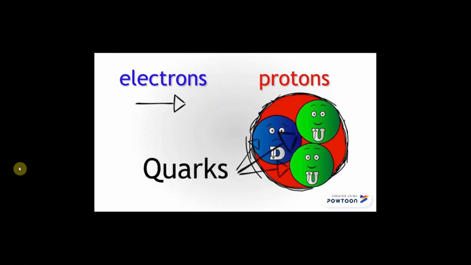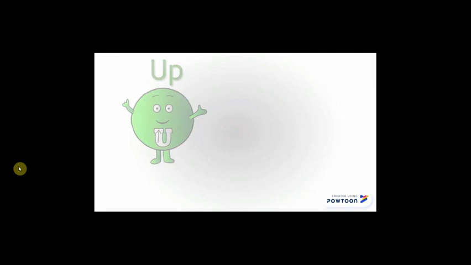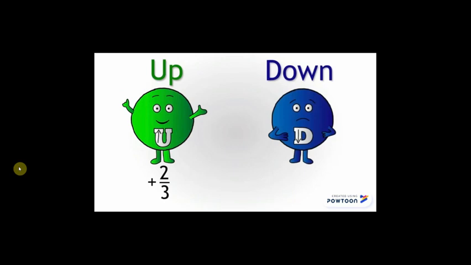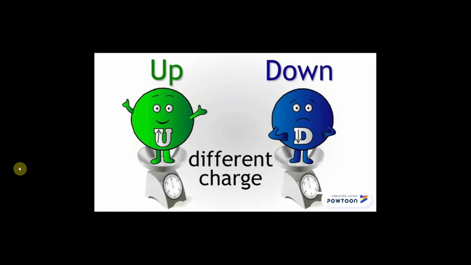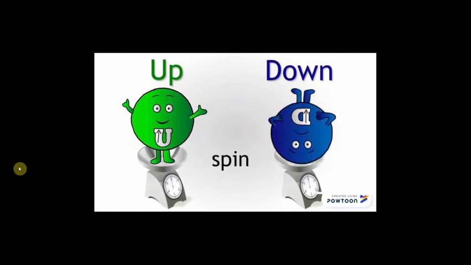At the time, there were two basic quarks: the up quark, which has a charge of plus 2/3 of the charge of an electron, and the down quark, which has a charge of minus 1/3. How are they different? They all have different masses, as well as charge, and another property called spin.